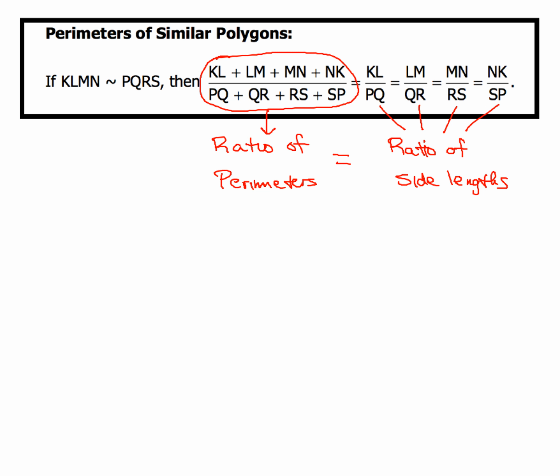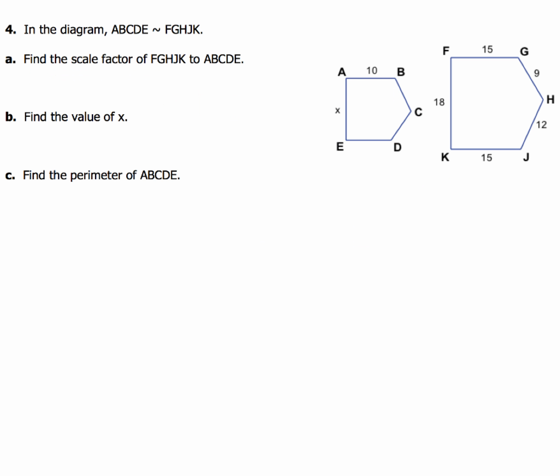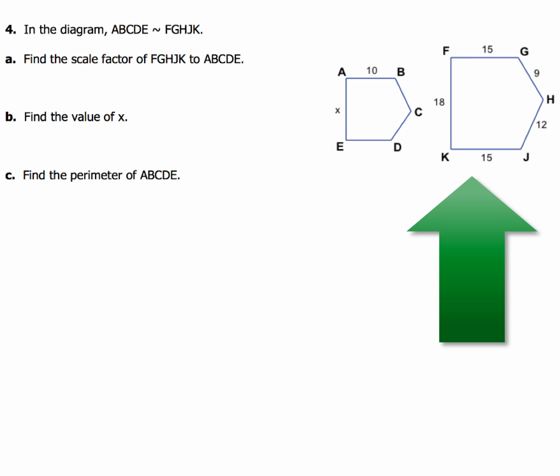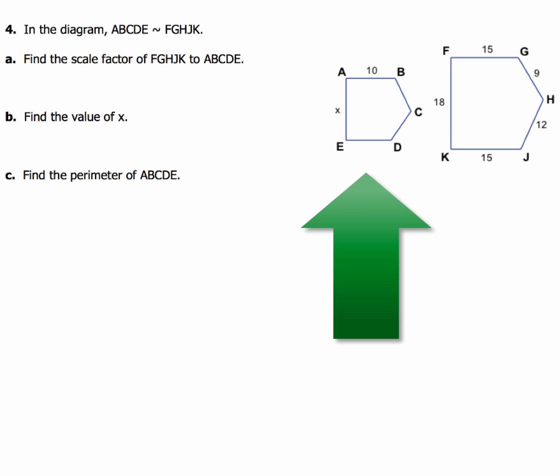Now remember, each one of the ratios of the side lengths is going to be equal to what thing again? Scale factor. So if you know the scale factor, you can find any of the side lengths or even the ratio of the perimeters. So that's a pretty cool thing, and we're going to use that here in example number 4. Now in this diagram, we've got these two figures. They tell us that they're similar. Find the scale factor of FGHJK to ABCDE.